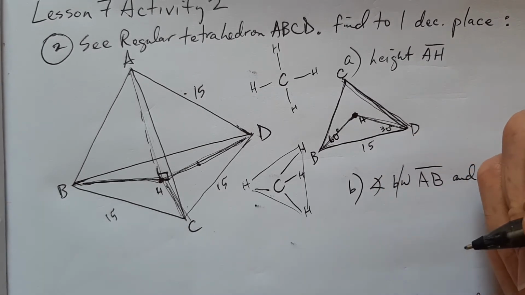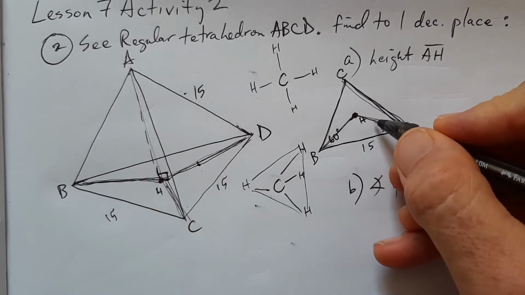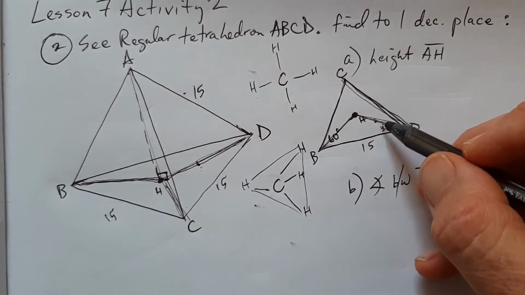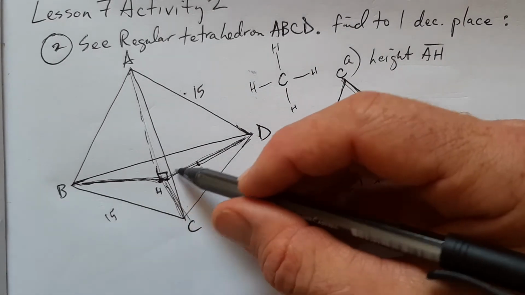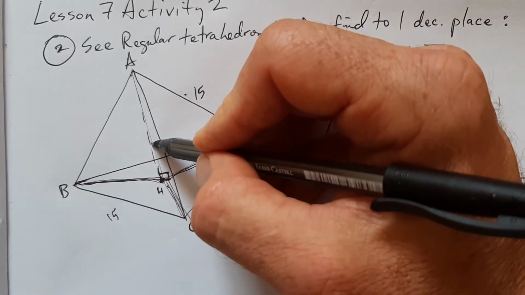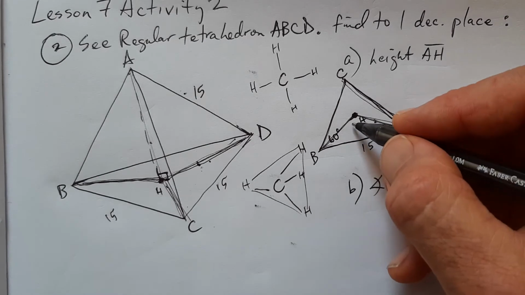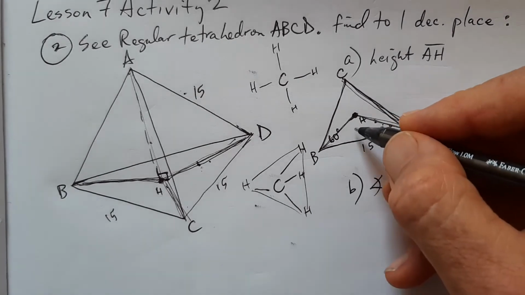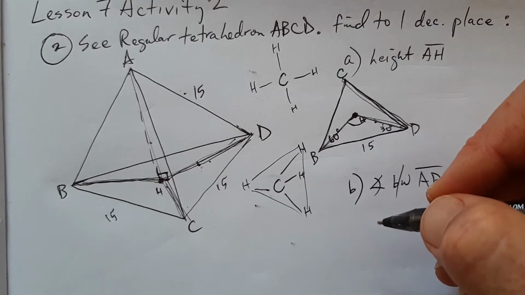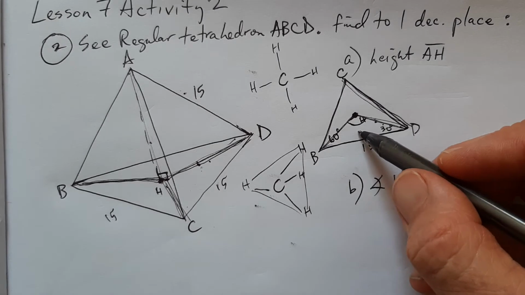So this is a two-step problem now, I believe, because I need to find this height. So I'll know this, I need to find HD, right? I want to find HD. Then I can go HD squared plus AH squared equals 15 squared. Okay, I can use the Pythagorean theorem. But first, I think I'm going to use our buddy, the cosine rule.